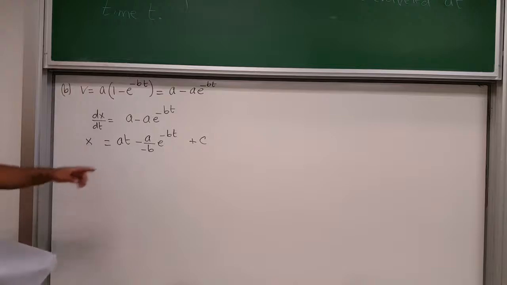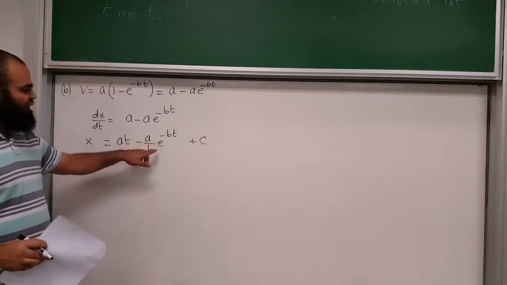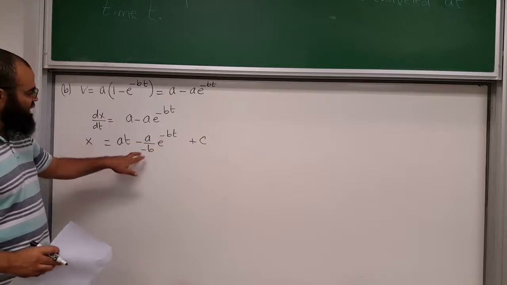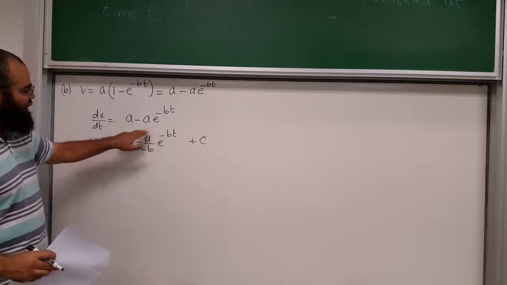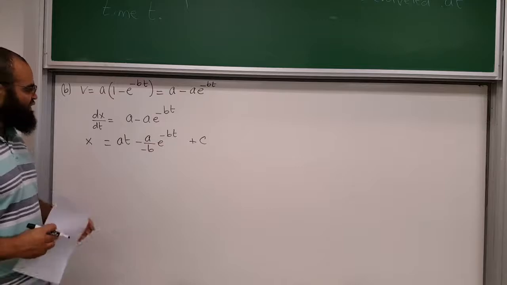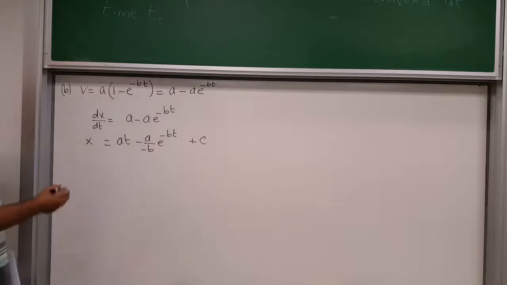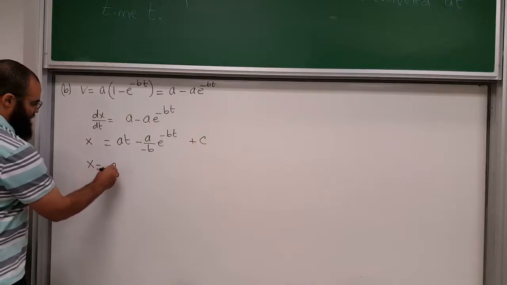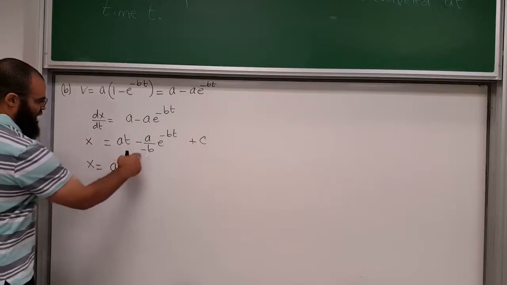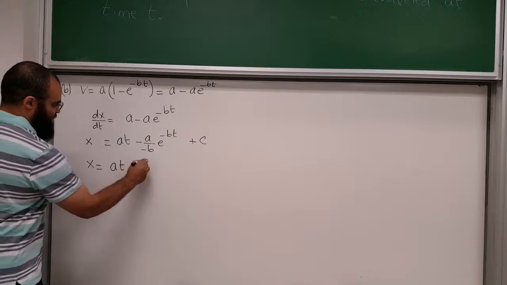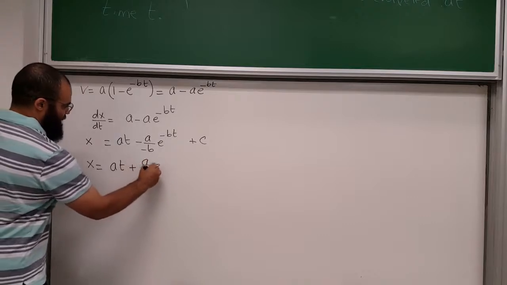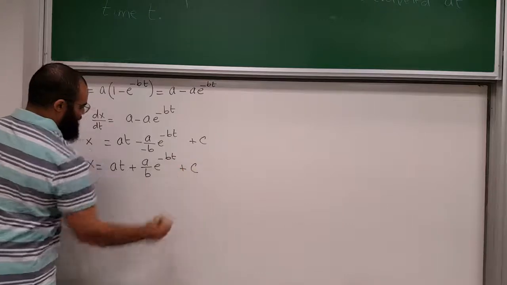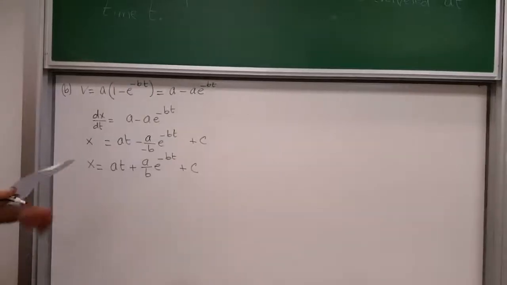To verify it, take the derivative. When you take the derivative of this, a minus b comes down, and so minus b cancels the minus b on the bottom, and you have the same expression here. And so I have x will equal a times t. Minus over minus is plus. So I have a over b e to the minus b times t plus a constant.